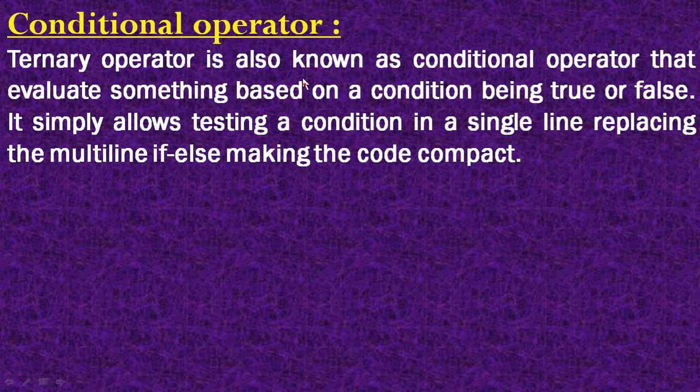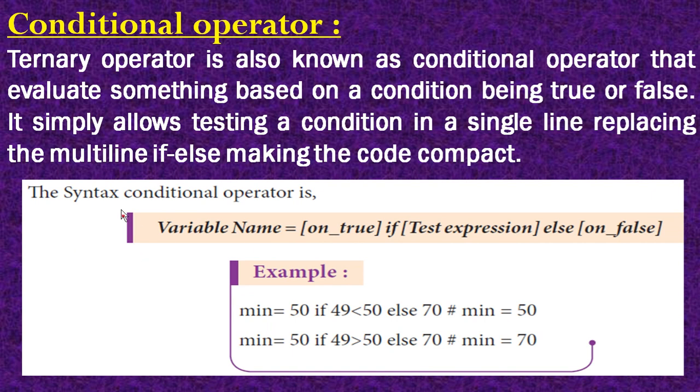Last and final one, conditional operator. It is the ternary operator because it has 3 operands. It is also known as the conditional operator that evaluates something based on a condition being true or false. It simply allows testing a condition in a single line, replacing the multi-line if-else, making the code compact. The syntax is variable equal to on true if test expression, else on false. If the test expression is true, the true value is given to the variable name. If the test expression is false, the false value is given to the variable name.